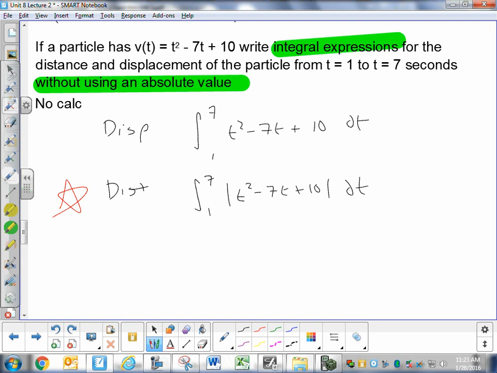Everybody can do this. Give it a shot. Don't just stare at it. I don't want you to get an answer. Just write the integrals. Check your answer with a neighbor.